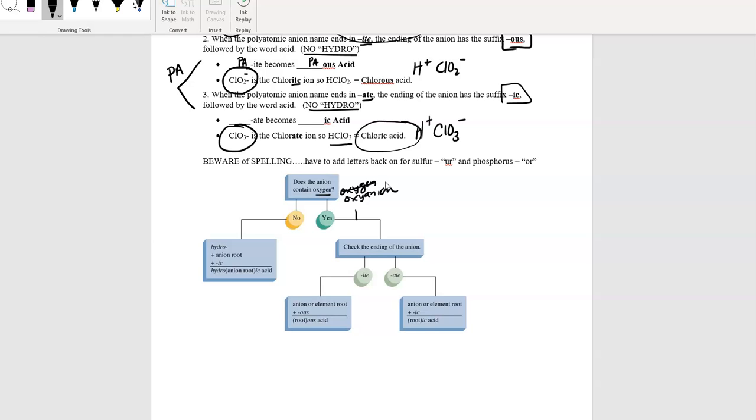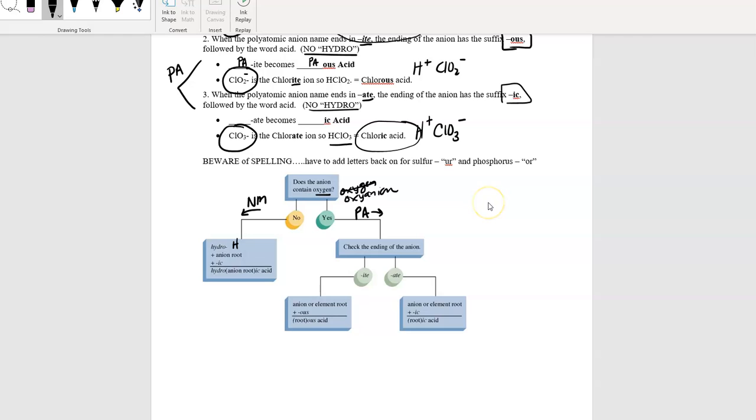And if you do, this is the polyatomic side. And if you don't, then that means all you have is a nonmetal. So H, hydro, nonmetal, IC ending. But if you have a polyatomic, you got to check the ending to the polyatomic. ITE, OUS. ATE, IC. So it's a quick little chart to help remind you of those.